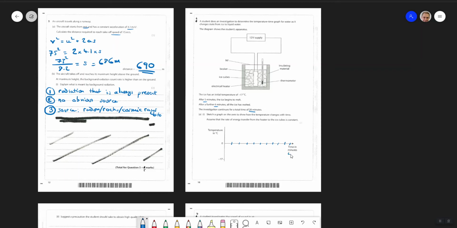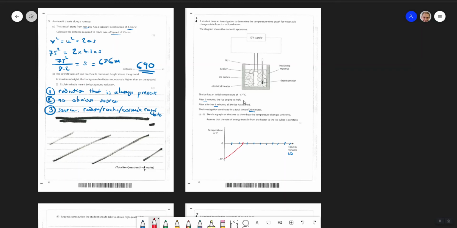And that's 20 there. So we're going to start at -17, and after 5 minutes, all the ice is melted. So after 5 minutes, the ice begins to melt, so there we're going to have a straight line. We're going to increase the temperature to here, because while it's all ice, you will get just a steady change in temperature.